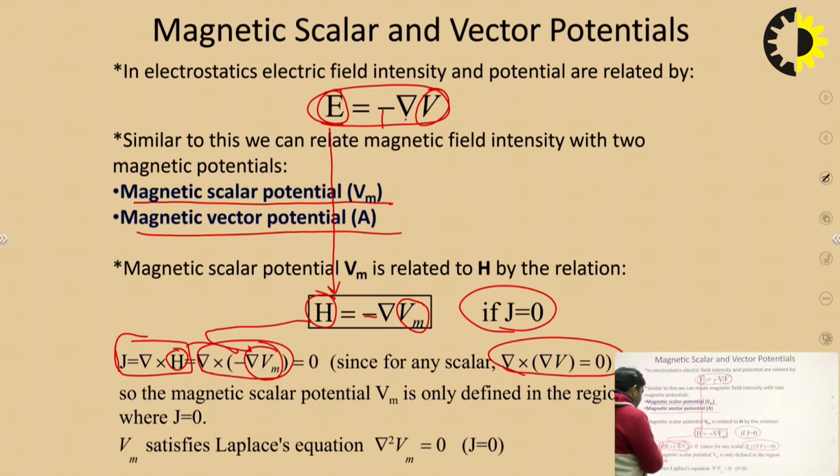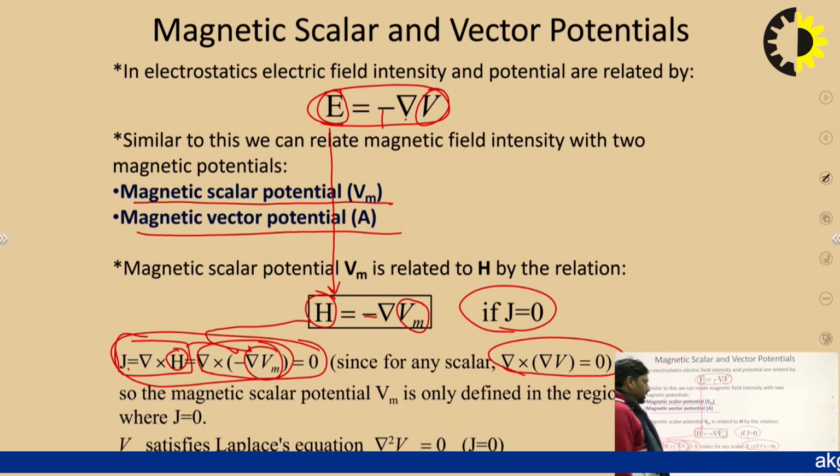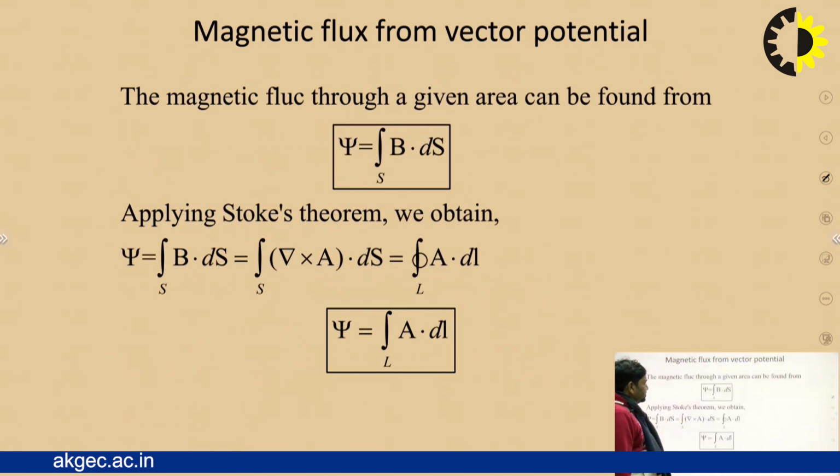So that means J is equal to 0. When J is equal to 0, the current density is 0, then the magnetic field intensity is equal to minus grad of the magnetic potential Vm. If we derive this equation, Vm satisfies the Laplace equation, del square Vm is equal to 0. So this equation also verifies the Laplace equation.